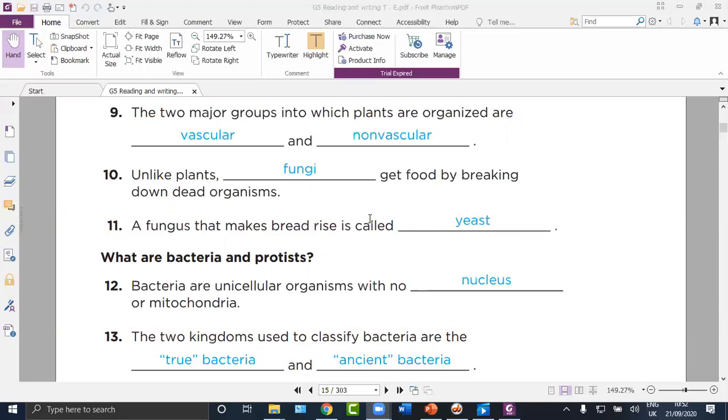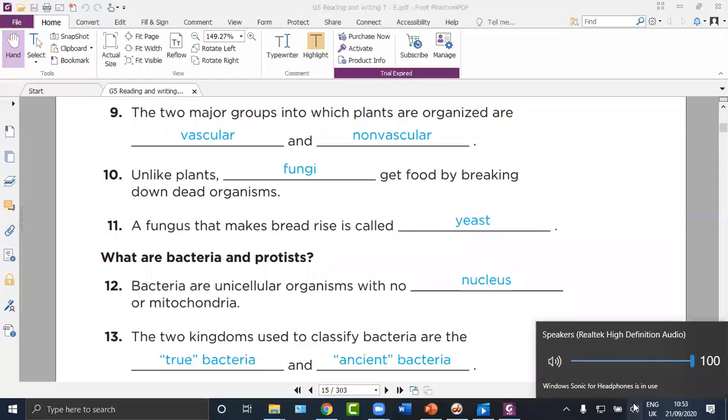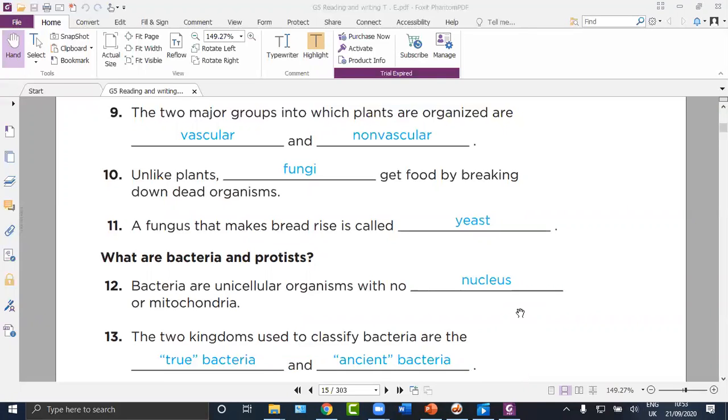Number 12. Abdullah Muhammad. Page 8. Bacteria are unicellular organisms with no nucleus. Yes. Okay, thank you, Abdullah. Basim Hamada. Number 13. The two kingdoms used to classify bacteria are true bacteria and ancient bacteria. Yes, true bacteria and ancient bacteria. Thank you, Basim.